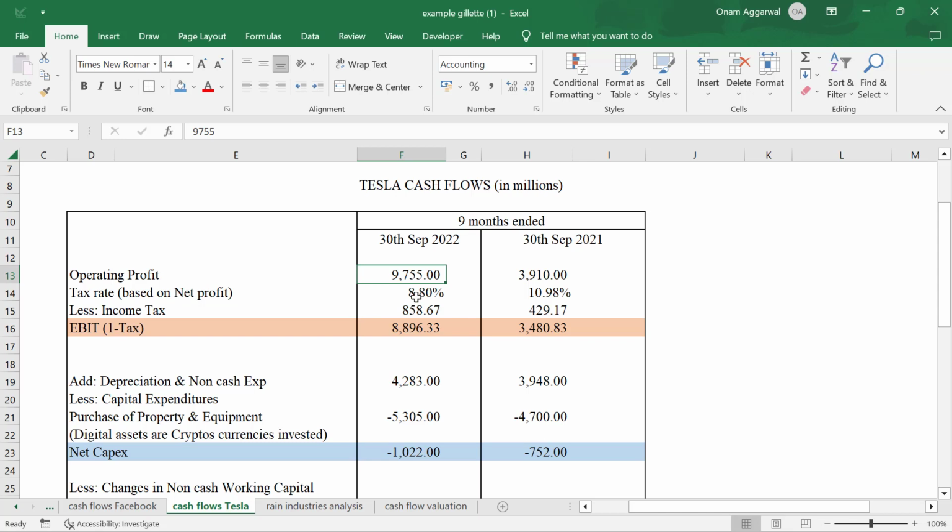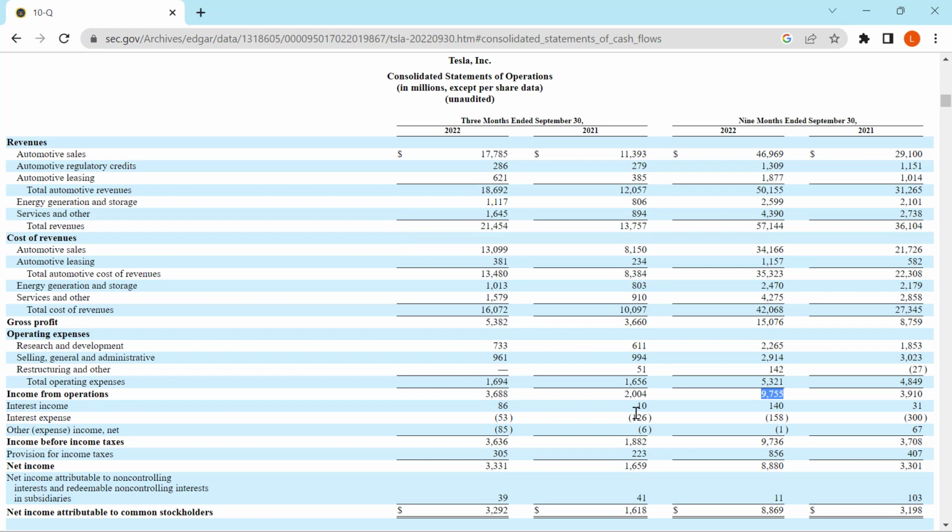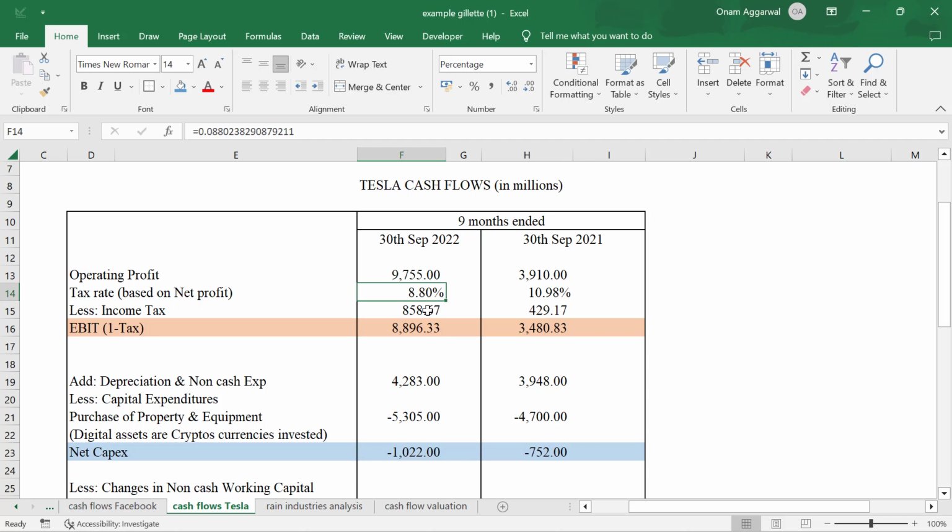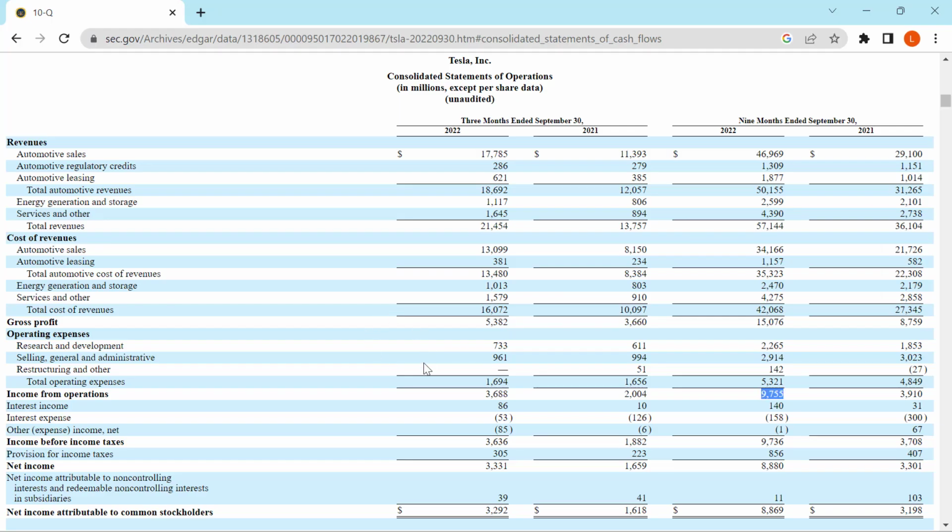How do we calculate the tax rate? Very simple. We take, first of all, the net profit, that is income before income taxes. We take the profit, we take the taxes, and we get the net profit after tax. So through these we calculate the tax rate. The tax rate is 8.80% and 10.98%. Applying these tax rates on operating profits, we get our income tax and we get operating profits after taxes.